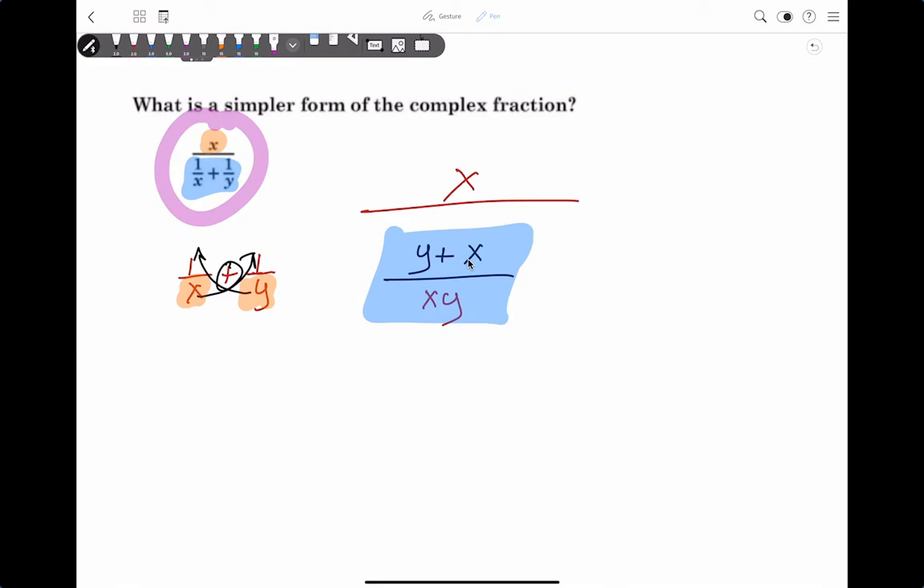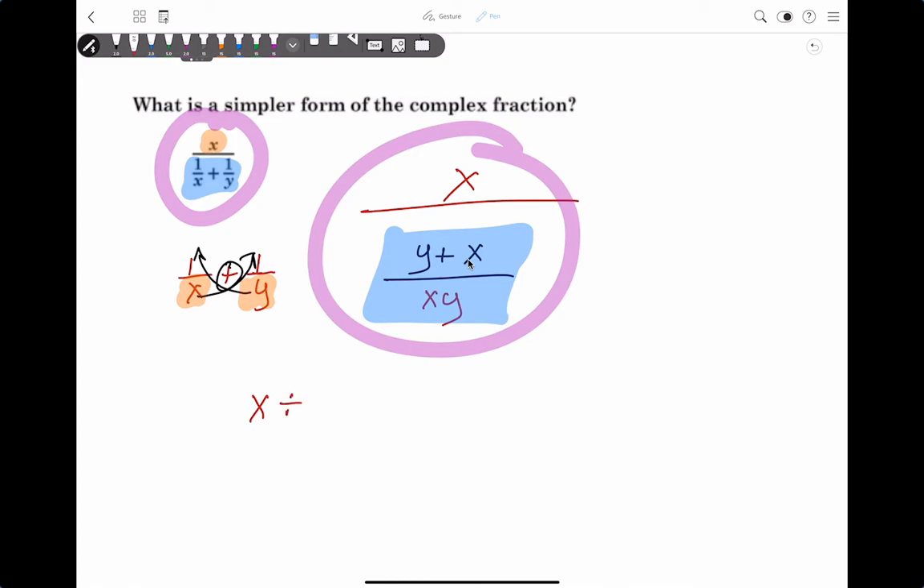So now we're ready for that third step, if you will, because we only have to do step 2 and 3 of this. If I put x divided by this y plus x over xy, 5th grade says that I can say keep, change, flip. So x will go on top and y will go on top, and this y plus x goes on the bottom. Now, right here, this is understood to be over 1, okay?